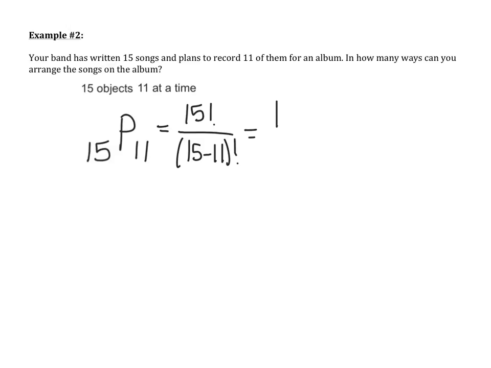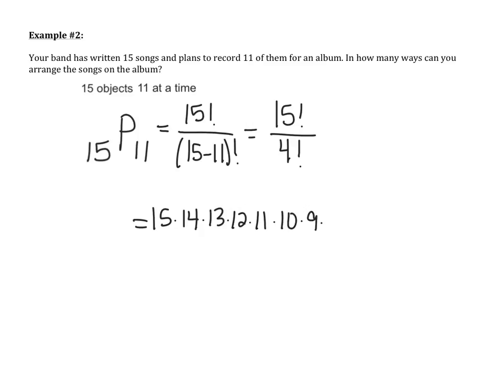So to simplify, we would have 15 factorial over 4 factorial, which you can simplify. That would be like 15 times 14 times 13 times 12 times 11 times 10 times 9 times 8 times 7 times 6 times 5 times 4. And I'm going to stop there because 4 times 3 times 2 times 1 is equivalent to what we have on the bottom with the 4 factorial.